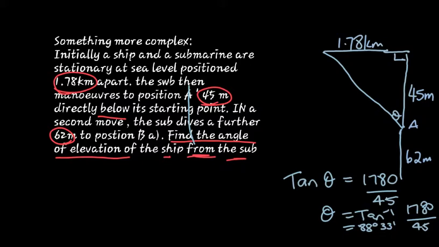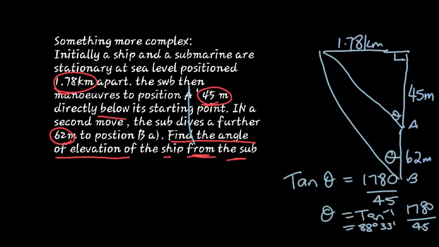The second part of that question, it's supposed to be down further, but it's not coming up there. Anyway, the second part of the question says, find the angle of elevation of the ship from the submarine when the submarine is at position B. So down here is position B. So we want to find this angle of elevation down here.